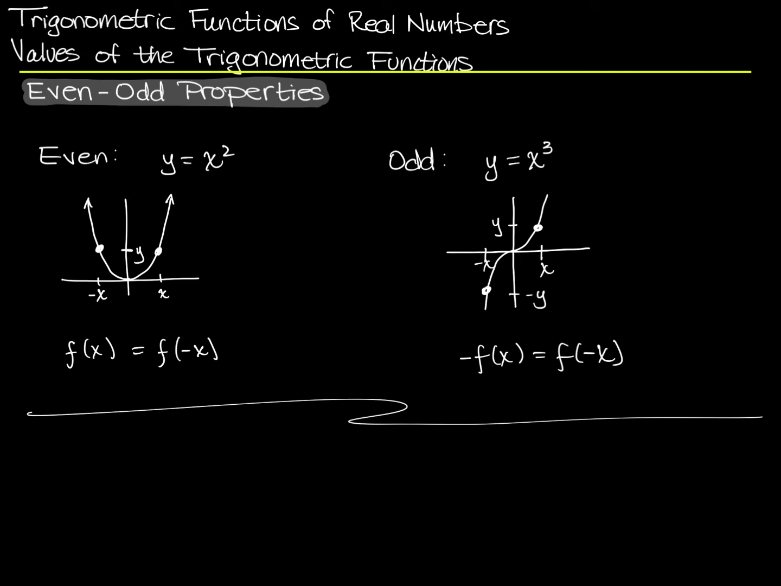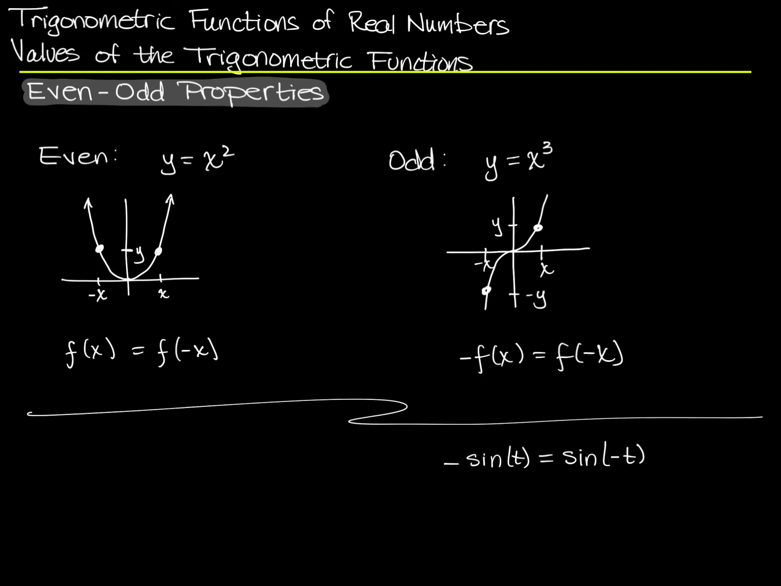Except that if you look at sine of negative t equals negative sine of t, you get this. Sine of negative t equals negative the sine of t. And that format is the same as this one here. So what that tells me is that sine is an odd function.